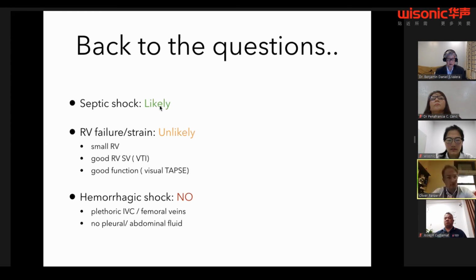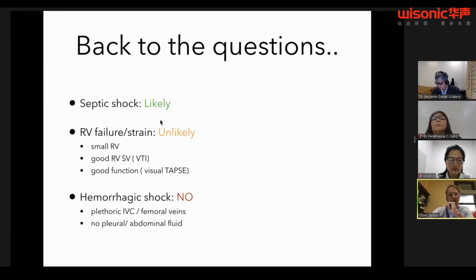And so back to the questions that we had initially for the worsening pressure requirements and hypoxia. Septic shock: it is possible. The heart is working very well. It's a little bit on the hyperdynamic side. There are no other big explanations for why the blood pressure dropped. So septic shock kind of fits the picture.